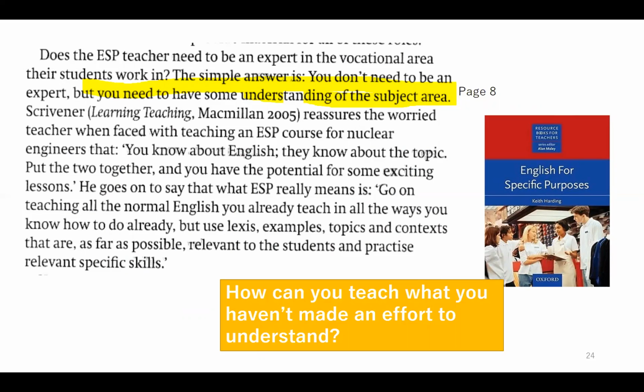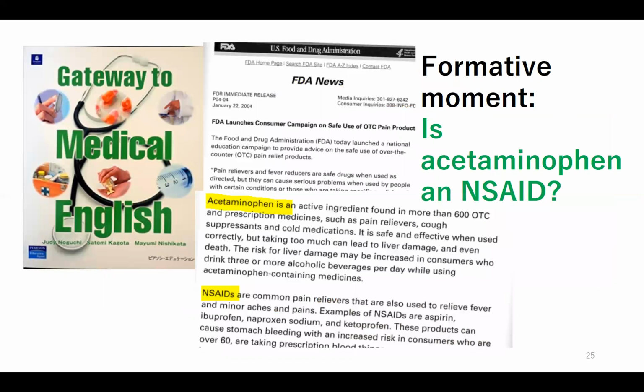I think, how can you teach what you haven't made an effort to understand? I've made an effort to understand. I'm not an expert, but what I teach, I try to understand myself, so I know how students feel in the process of understanding. For example, this happened about a month after I entered university. I'm using this book. I don't use it anymore, but I was using this, and a student came up to me after the lesson. Usually, before I entered this university, I would be asked about language. How do you say "I'm not hungry anymore" in Japanese, for example, or how do you say this in English? I don't know. But she asked me, is acetaminophen an NSAID?